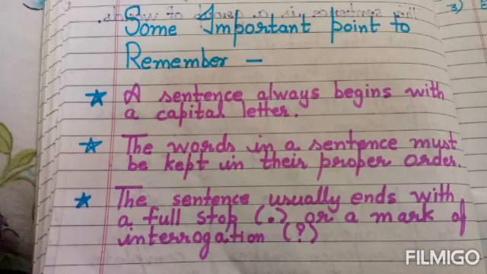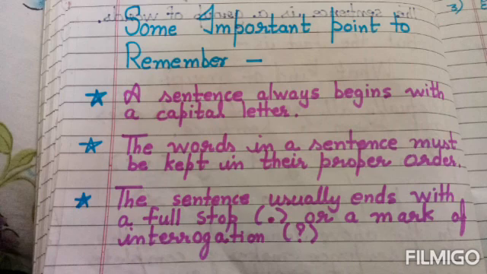Other points to be noted while framing a sentence are: number 1, a sentence always begins with a capital letter. Whenever you form a sentence, it should always begin with a capital letter. The first word of the sentence should be written in a capital letter. Second, the words in a sentence must be kept in their proper order. If we do not keep the words in proper order, it will not give a definite meaning, and it will not be considered a sentence.